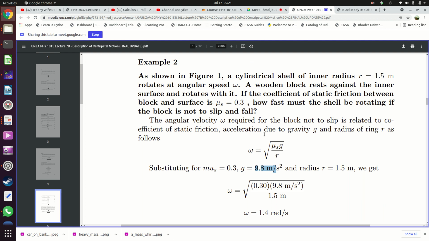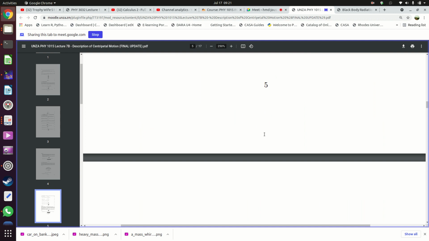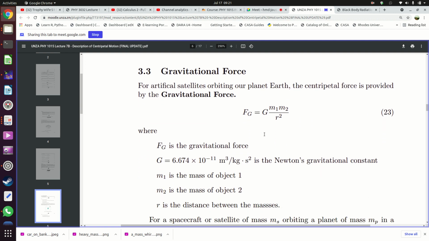So we are showing the physics, then we use that physics to work out an example. That is with what is friction. Both kinetic and static friction can provide centripetal force. The other force which can provide centripetal force is what's called the gravitational force, or the force of gravity. And the force of gravity is always worked out this way.